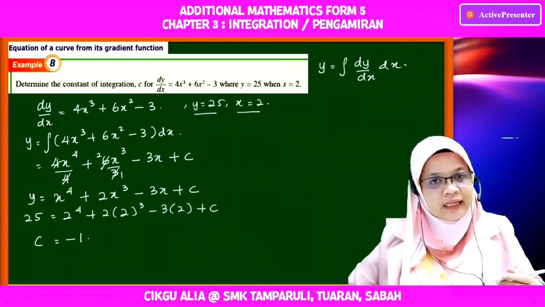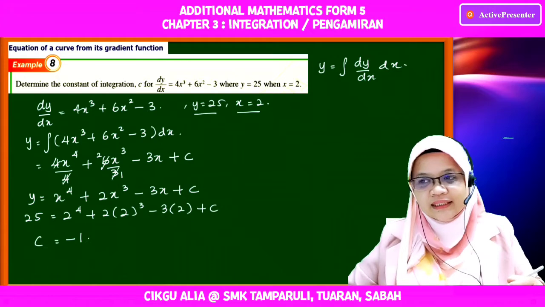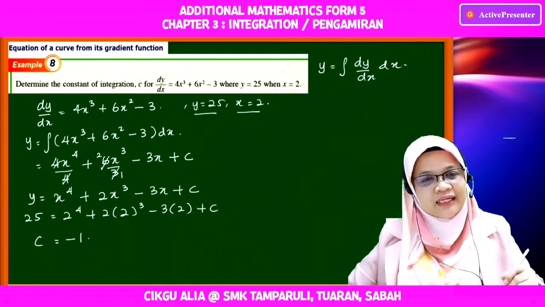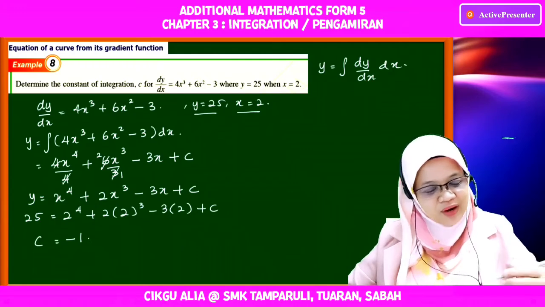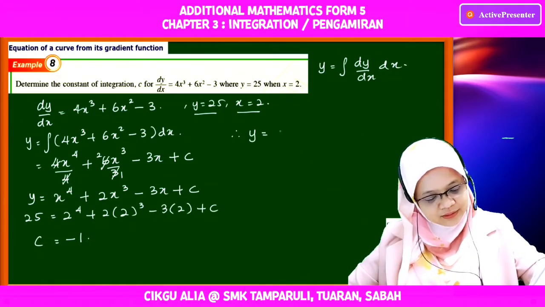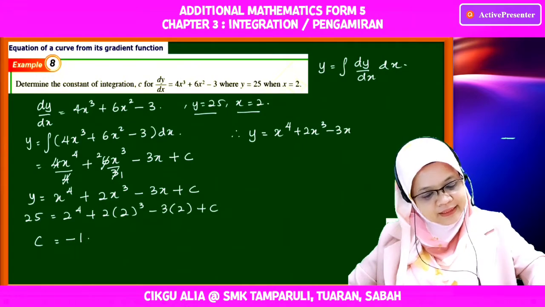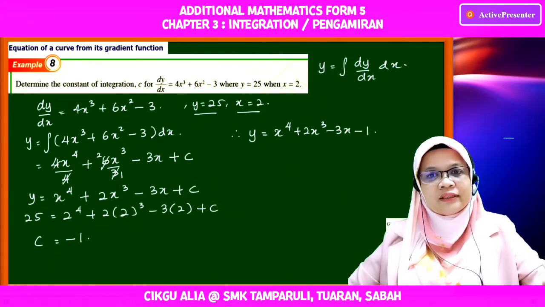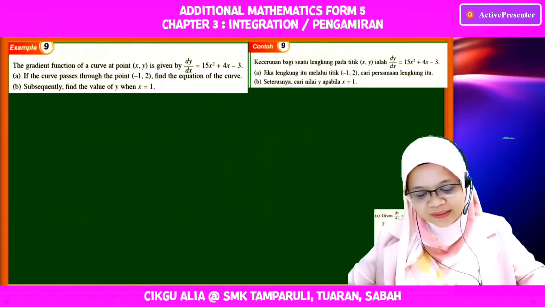Okay, boleh tu? Dan sebenarnya dalam penyelesaian ini kita akan dapat persamaan lengkung kita balik. So what is the persamaan lengkung? The y. So therefore the y equals to x power of 4 plus 2x power of 3 minus 3x minus 1. So this is called the equation of the curve. Okay, look at example 9.